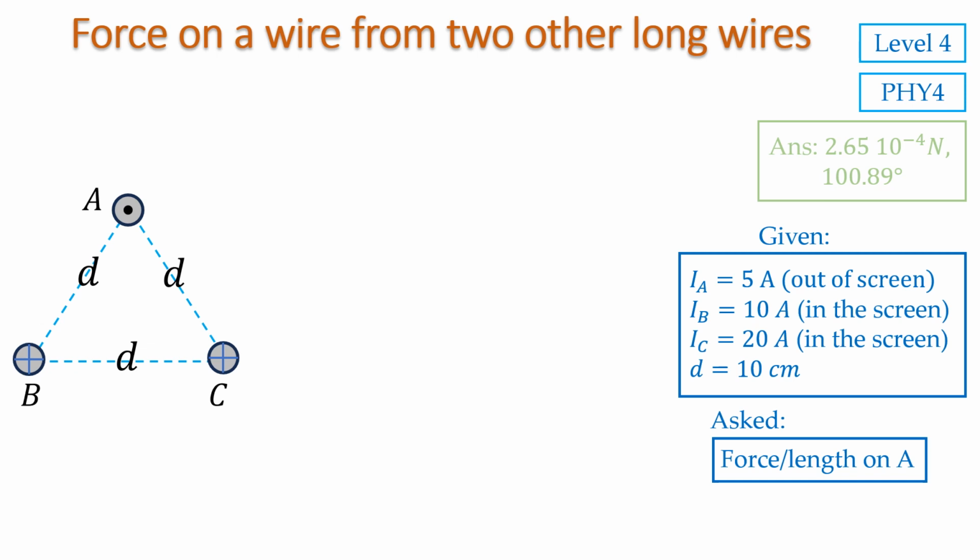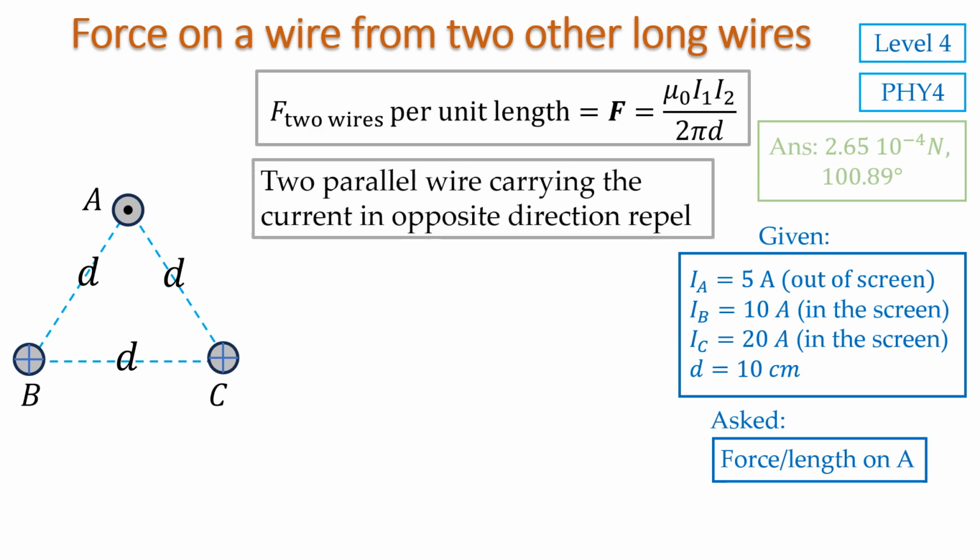I will solve the problem from two facts, as some of you may already know. But do not worry, I will later prove these two facts from the more basic formulas. Since the wire A will be repelled by B and C as the current is moving in opposite direction, the force per unit length on A from the two wires are written as this.